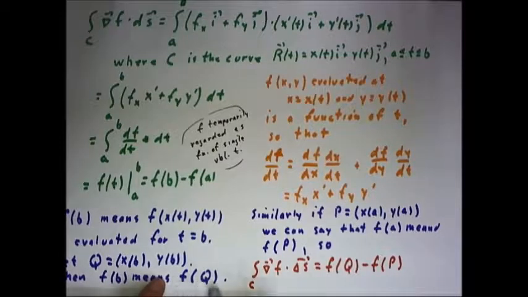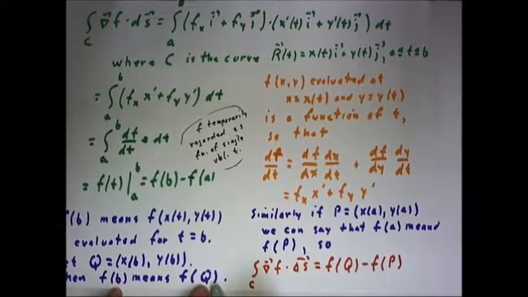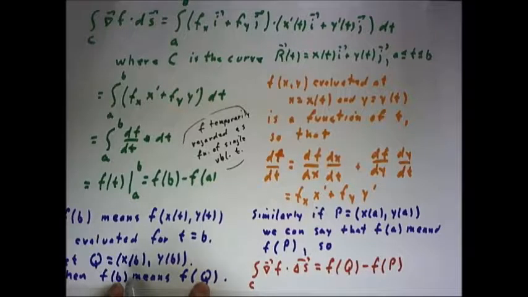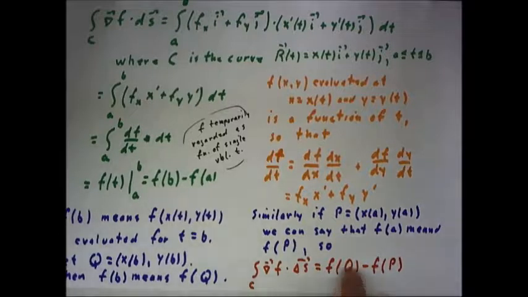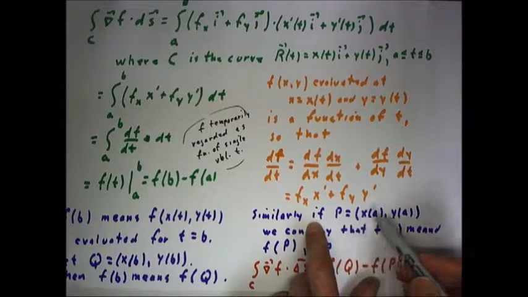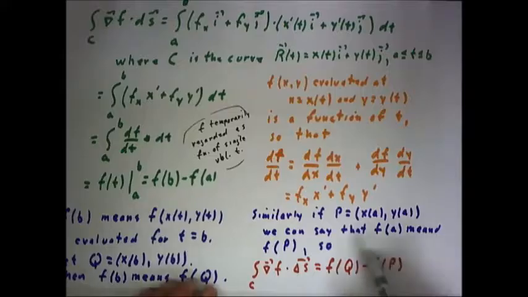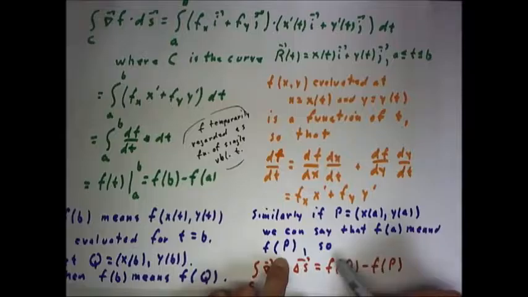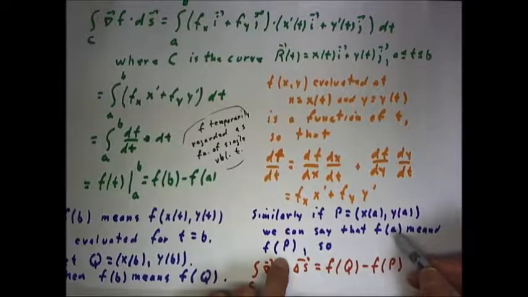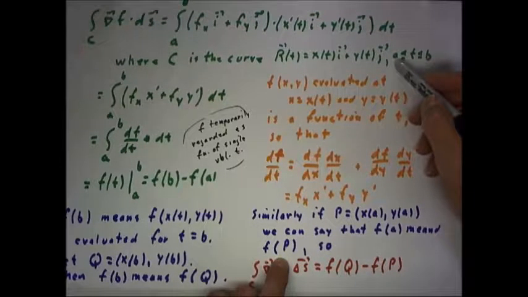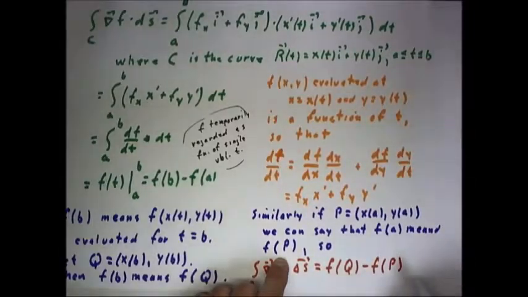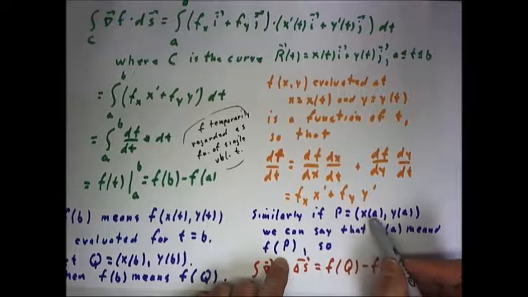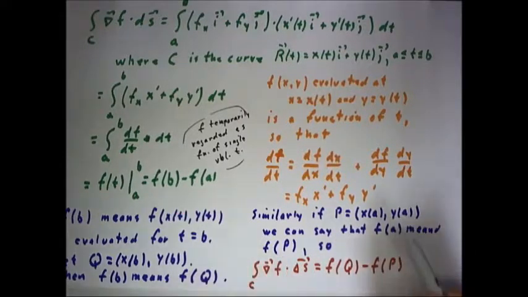B really means f of q, and here we really do have a notational variation because b is a single variable, now q is a point in the plane. Anyhow, if p equals x of a, y of a, then we can say that f of a means f of p. Again, a is a value of t at the initial point of this curve, and f of a then means f evaluated at the point x of a, y of a, a point we call p.